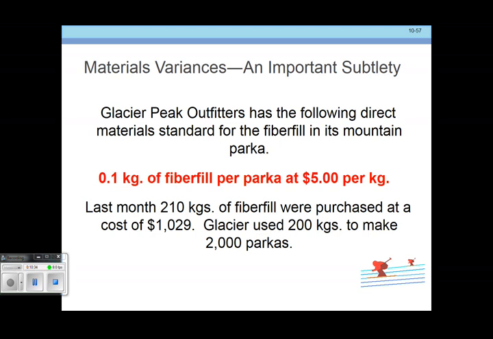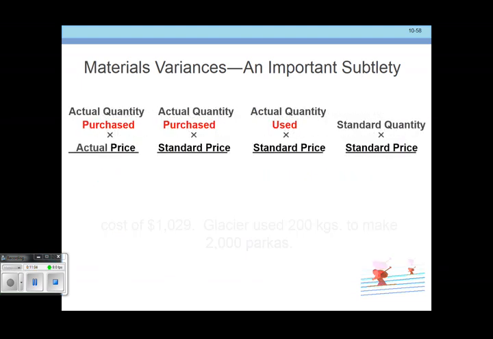So notice what we have here. Last month, 210 kilograms were purchased, but they only used 200 kilograms. So what that means is that extra 10 went into inventory. So we're gonna measure the price variance based upon the 210, but we're gonna calculate the quantity variance not based upon the 210 but on the 200.